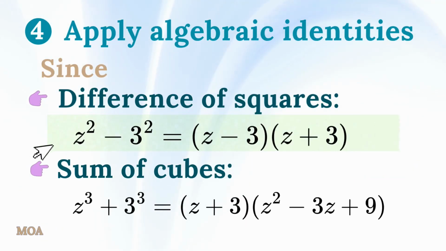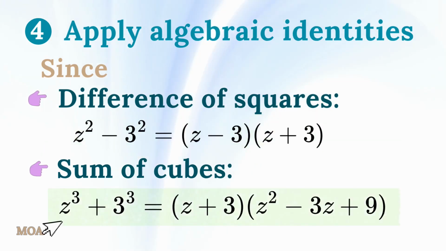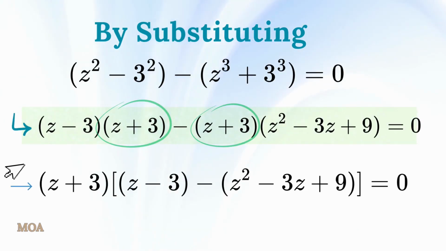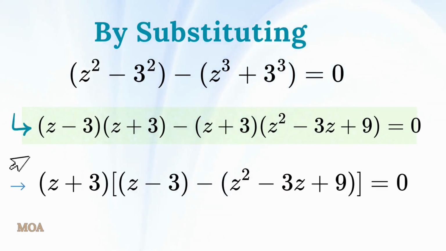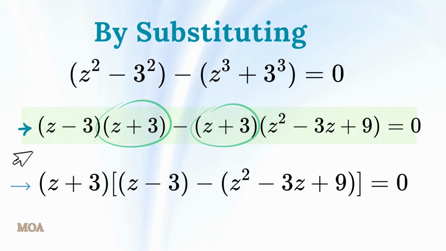Now, at this stage, we apply two classic algebraic identities. The first is the difference of squares identity, which states z squared minus 3 squared equals z minus 3 times z plus 3. The second algebraic identity is the sum of cubes, which is expressed as z cubed plus 3 cubed equals z plus 3 times the quantity z squared minus 3z plus 9. Substituting these expressions into the previous equation, we get a beautiful expression with a common factor.